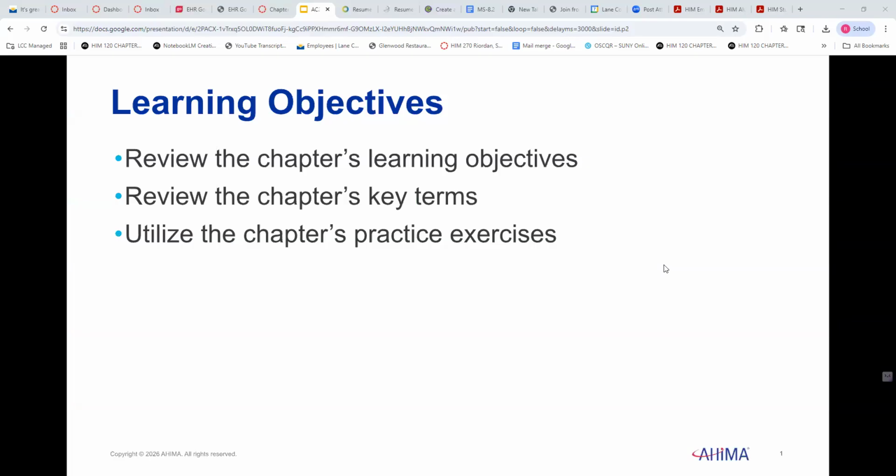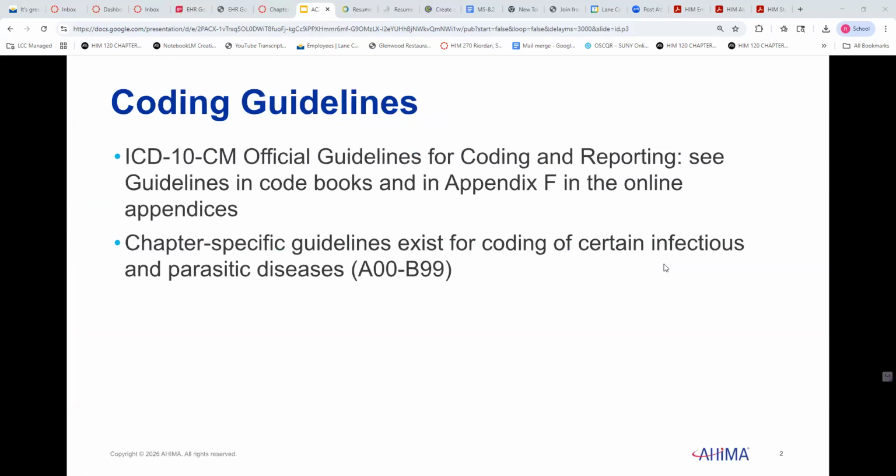One of the things that you'll notice is that the chapter, meaning the chapter of the coding book, organizes infectious diseases by the organism. In other words, the organism that causes it. Keep in mind that the same clinical entity can live in different chapters if it's not infectious in origin.